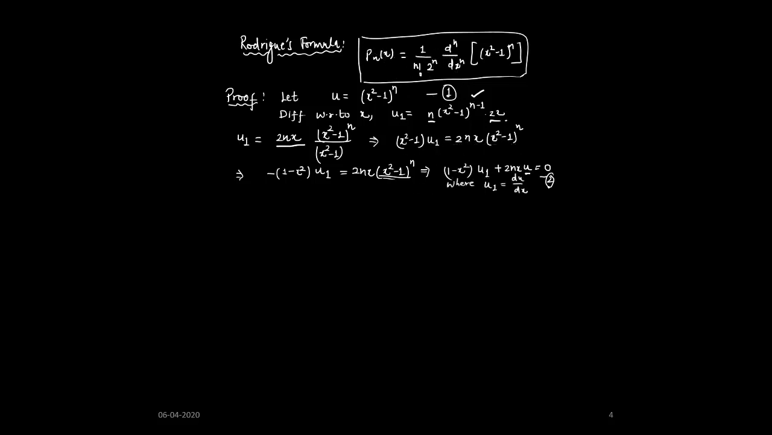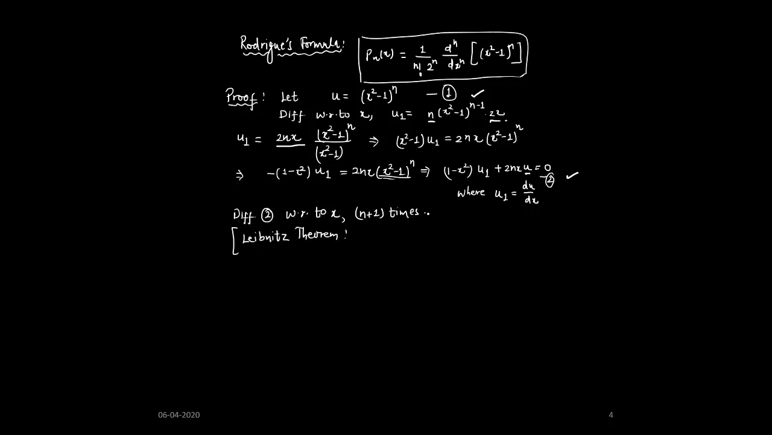Now where u1 is du by dx, right? I have already told you that u1 is the first derivative of u. Now we will differentiate this equation number 2 n plus 1 times, and we will use the Leibniz theorem here.